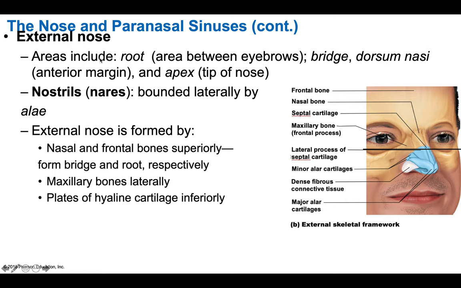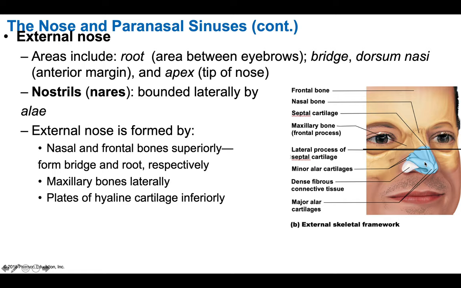As for the external nose, it includes the following. The area between the eyebrows is called the root. We have the bridge, and then the dorsum nasi, which is also known as the anterior margin. Finally, we have the apex of the nose, which is the tip of your nose. The nasal bone forms the bridge, and the root is formed by the frontal bone. When we go lateral, we have our maxillary bones on both sides. Finally, the plates of hyaline cartilage form inferiorly over here, making up the alar cartilages.